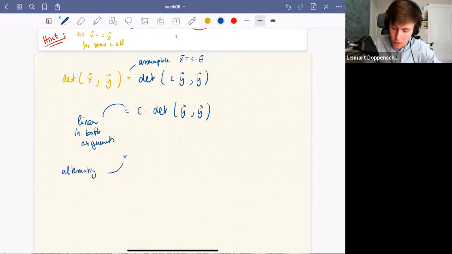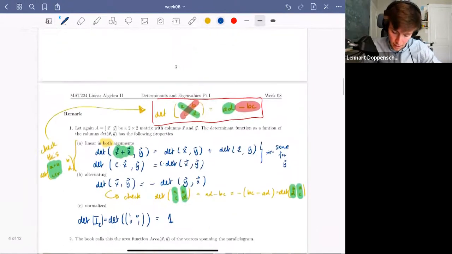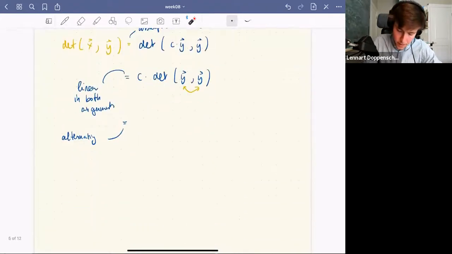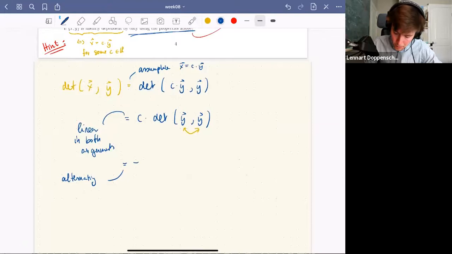So now if you change these two y's, so if you put the second y in the first slot and so on, then the rule above is that we pick up a minus. So this is the rule. It doesn't matter if x and y are equal in this case. But let me write this down. So this is minus c determinant of y, comma y. But the expression hasn't changed.